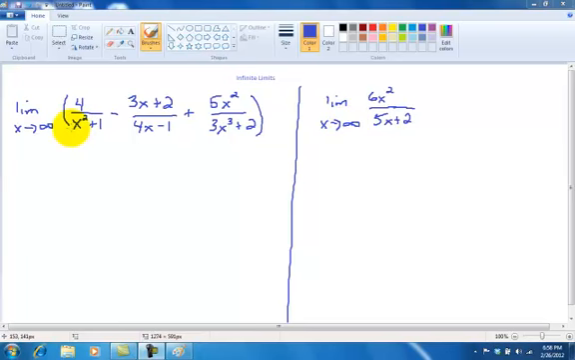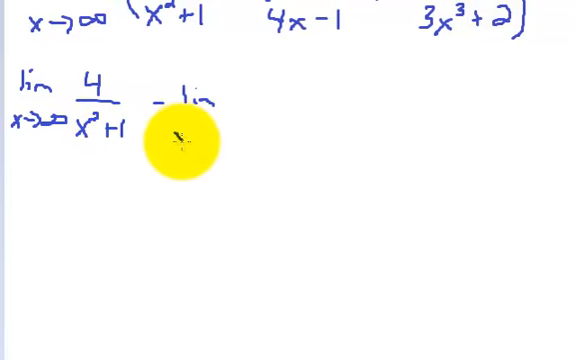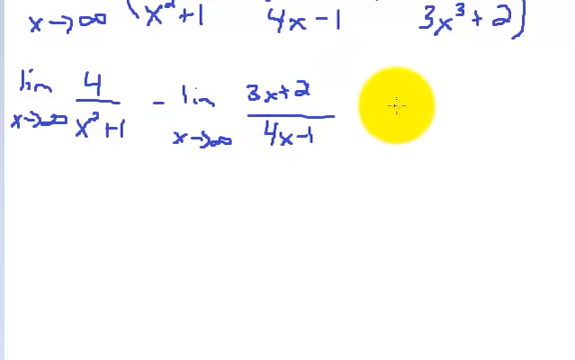Okay. What you're going to do for a problem like this, where there's a bunch of different ratios or fractions, is break it up into independent, almost like individual problems. The limit as x goes to infinity of 4 over x squared plus 1, minus the limit as x goes to infinity of 3x plus 2 over 4x minus 1. So I'm breaking it up into 3 different problems.